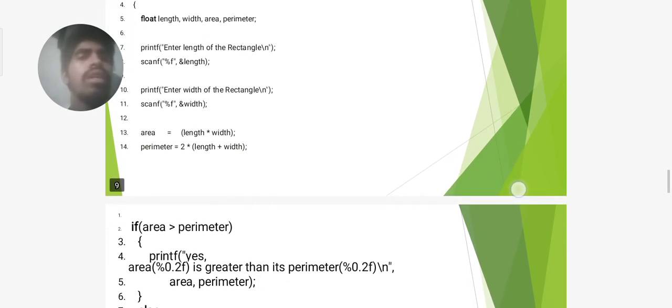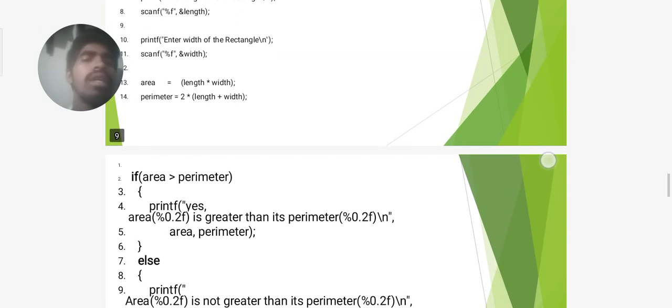Because for the area of the rectangle we are finding the length and breadth of the rectangle. Next we assign the formula: area equals length into width, that is breadth. Perimeter equals 2 into (length plus width). So this is the perimeter formula. We can observe area and perimeter.